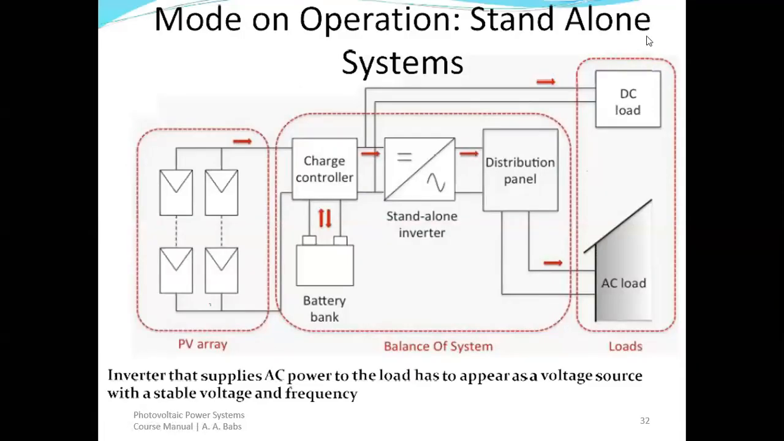So, mode of operation of a standalone system. We've talked about the mode of operation of a standalone system before, so I'm just going to quickly go through this. A standalone system is also referred to as an off-grid photovoltaic system. So this is your PV array. A standalone system means it is off-grid, not connected to the utility grid.